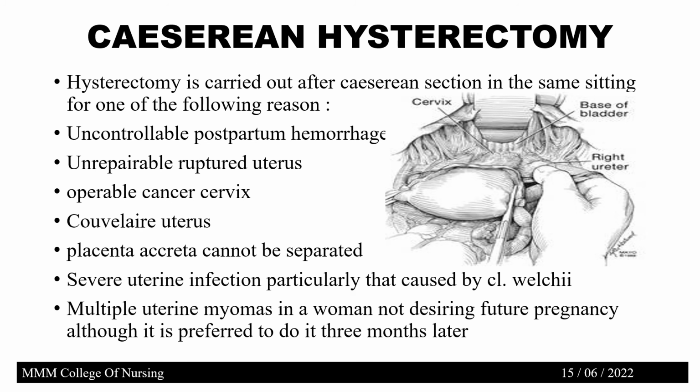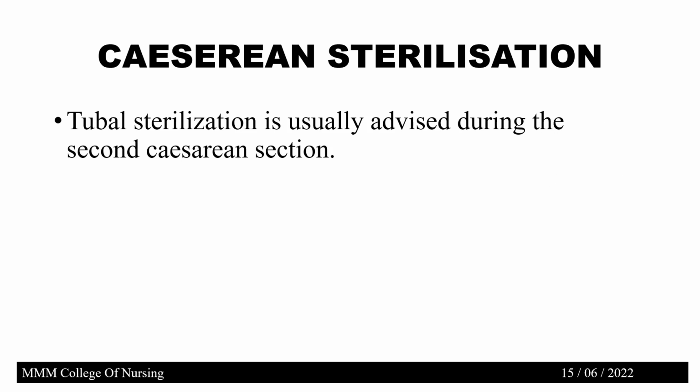Next, we'll see about the cesarean hysterectomy. So when will we do hysterectomy along with cesarean section? Hysterectomy is carried out after cesarean section in the same sitting for one of the following reasons. First is uncontrollable postpartum hemorrhage, unrepairable ruptured uterus, operable cancer cervix, couvelaire uterus, placenta accreta that cannot be separated, severe uterine infection, particularly that caused by Clostridium welchii, and multiple uterine myomas in a woman not desiring future pregnancies, although it is preferred to do it 3 months later. So these are some of the indications of cesarean hysterectomy.